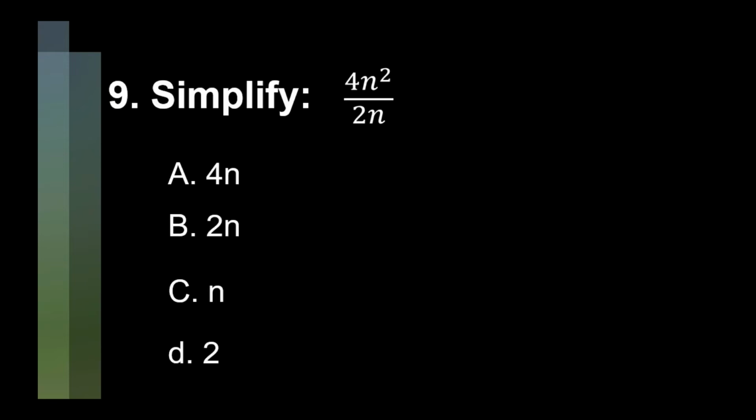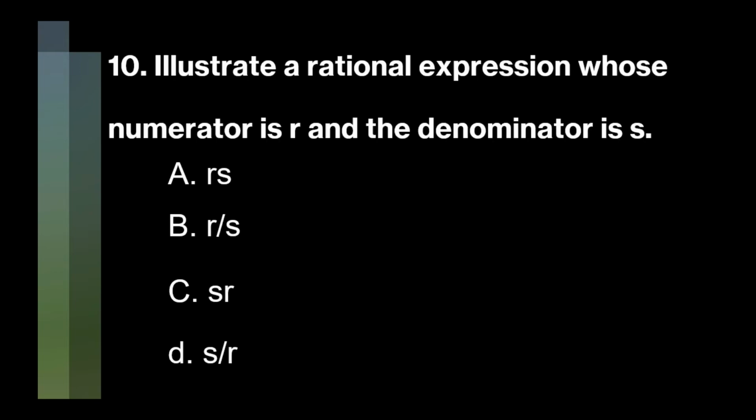Number 9. Simplify 4n squared all over 2n. Is it letter A, 4n? Letter B, 2n? Letter C, n? Or letter D, 2?